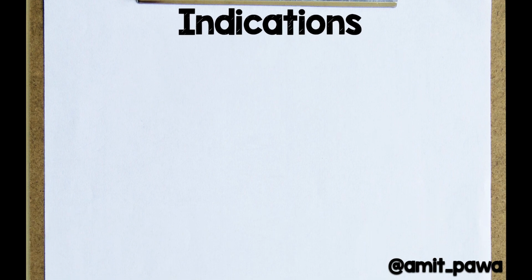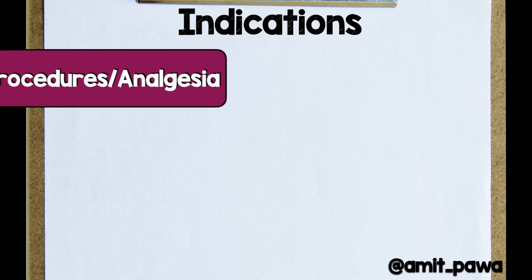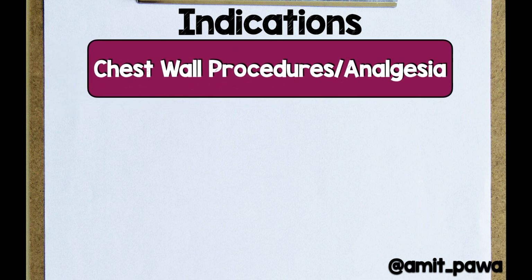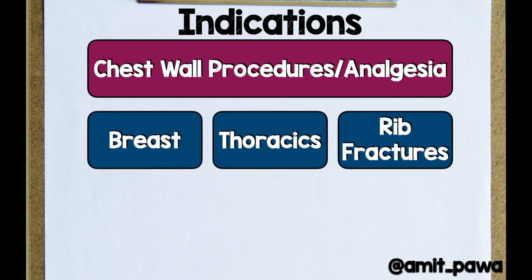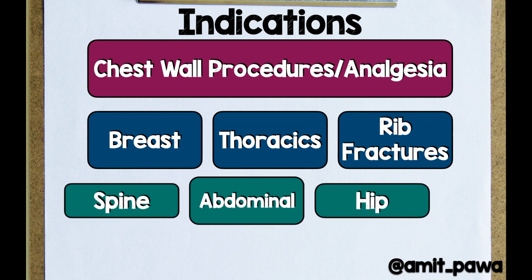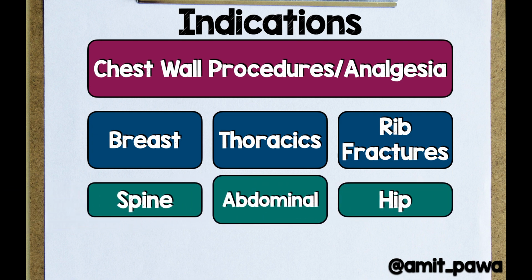So what are the indications for the Erector Spinae plane block? Well, of course, it's been described or endorsed for chest wall procedures or analgesia. So what may that cover? Well, that may cover breast surgery, thoracic surgery, or even the treatment of rib fractures. But you know what? People haven't stopped there, and people have found other uses, some of them logical, some maybe less logical. People have used it for spine surgery, for abdominal surgery, and even for hip surgery.